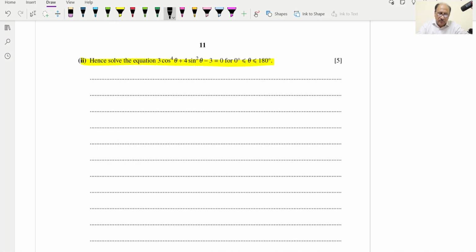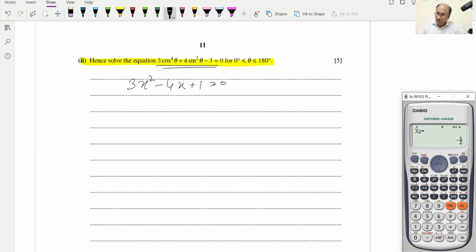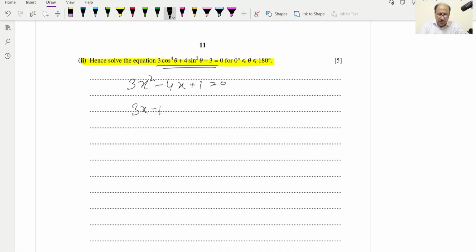So we write the previous result: 3x squared minus 4x plus 1 equal to 0. And now we can factorize. For factorization, the coefficient of x square is 3, the coefficient of x is minus 4, and the constant value is 1, so the roots are 1 and 1 by 3. So we can write (3x minus 1)(x minus 1) is equal to 0. This implies x will be equal to 1 by 3 and x is equal to 1. So these will be the pair.